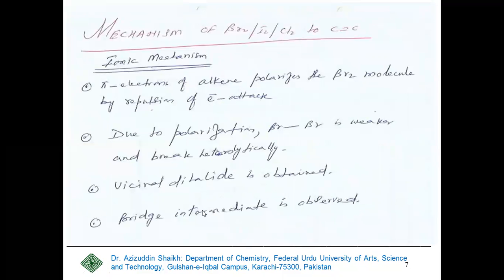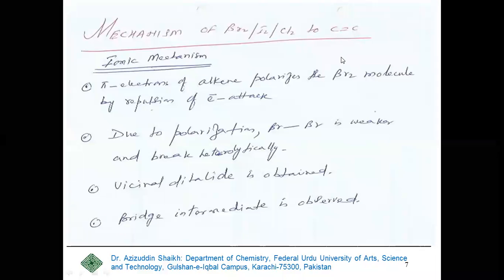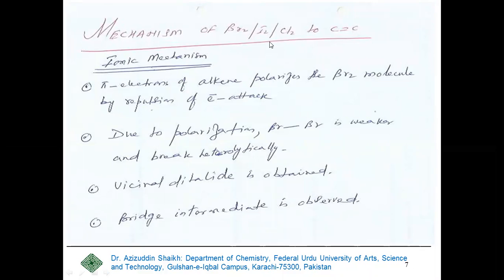Mechanism of the addition of bromine, iodine, and chlorine to a carbon-carbon double bond. This is the ionic or polar mechanism, in which nucleophiles and electrophiles are involved. The pi electrons of the alkene polarize the bromine molecule.